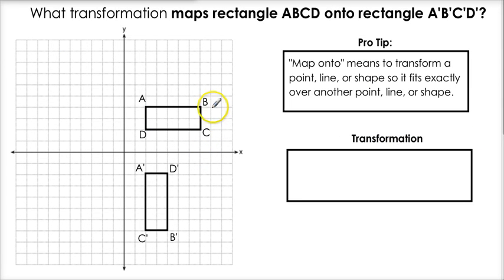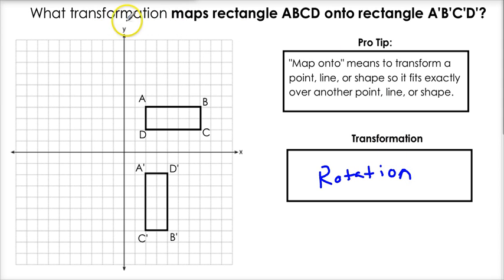Okay, final part. What transformation maps rectangle ABCD onto rectangle A prime, B prime, C prime, D prime? All right, what transformation happens here? Well, as you can see, ABCD is turned, so this would be a rotation. All right, if it's turned, it's a rotation.